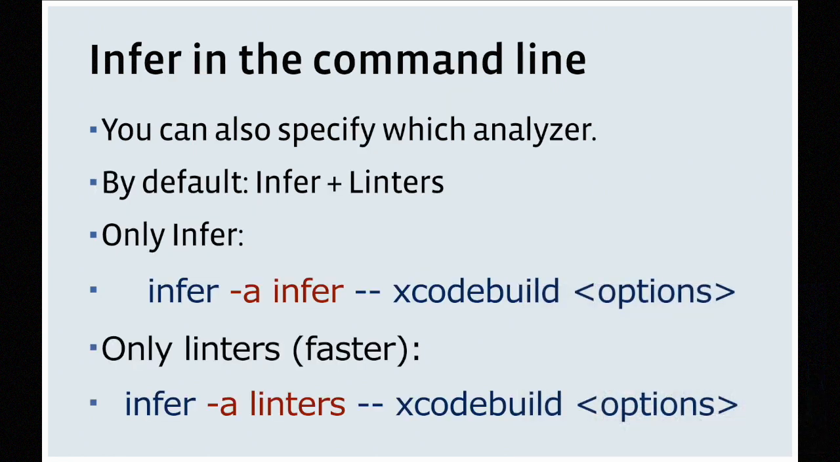So yeah, in the command line, as I said, is infer -- the build system, and you can also specify which analyzer you like. So by default, we have both analyzers, infer and the linters, and then you can specify -a infer or -a linters. And why would you like to do that? Because the linters are faster. So if you want something faster that gives you some warnings, this is what you can do.